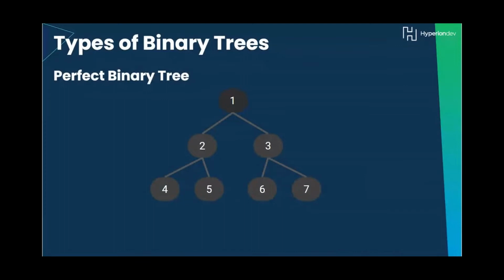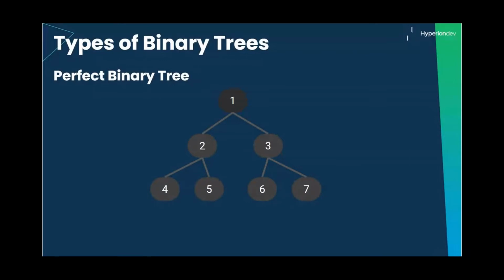Lastly, we have our perfect binary tree, and it is the type of binary tree in which every internal node has exactly 2 children, and all the leaf nodes are at the same level.